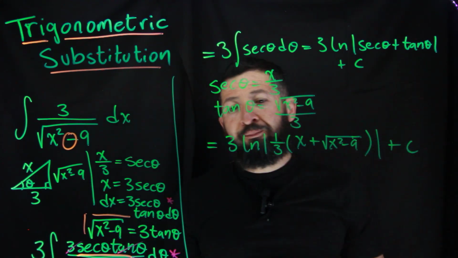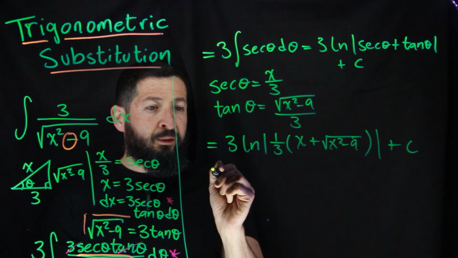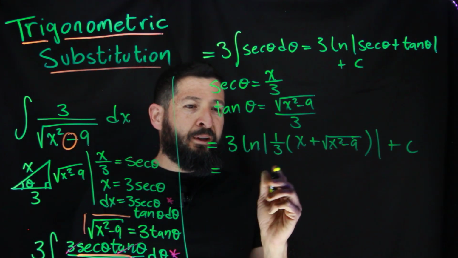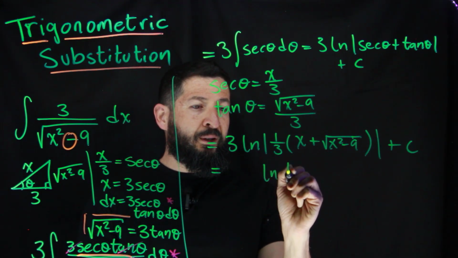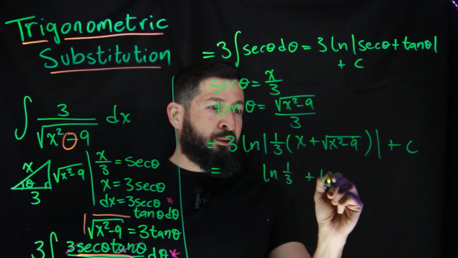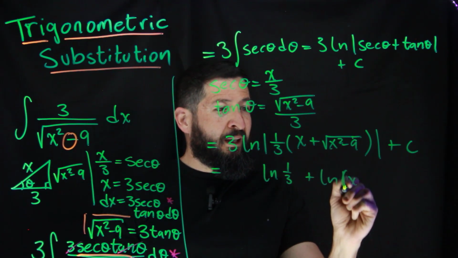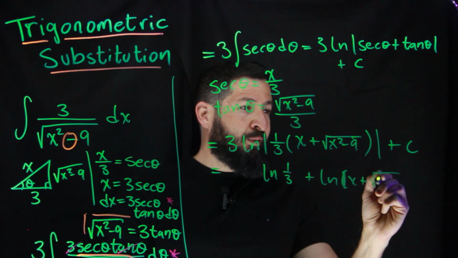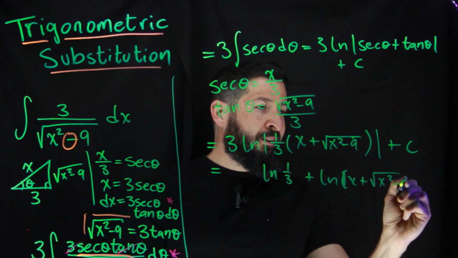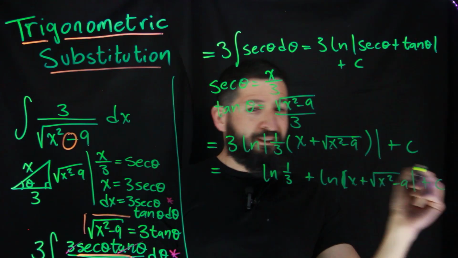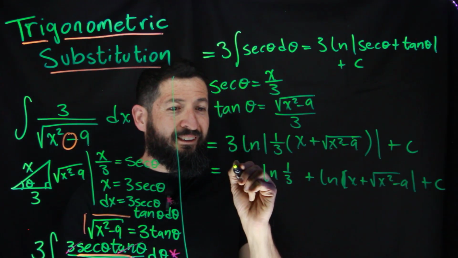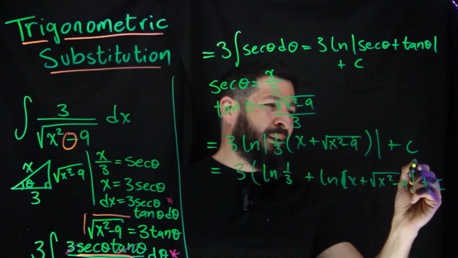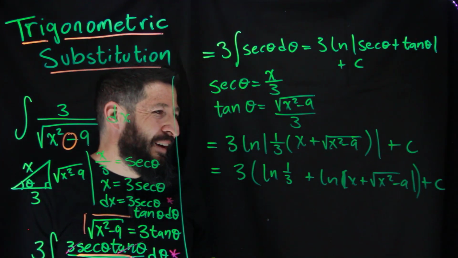Plus c, don't forget. And now what I'm going to do is, you see this 1/3, you can separate it into natural log of 1/3 plus natural log of the absolute value of x plus root of x squared minus 9, plus c. Well, I forgot my 3, I guess. I was not intending on writing the whole thing. I ended up writing it anyways.